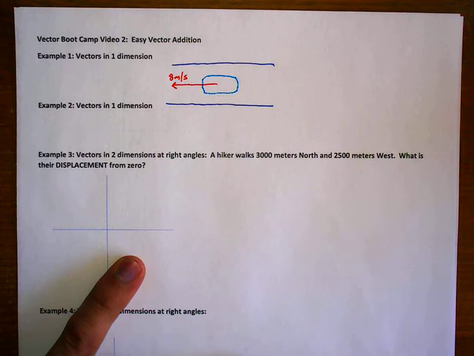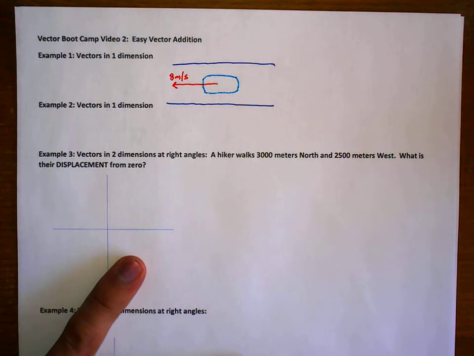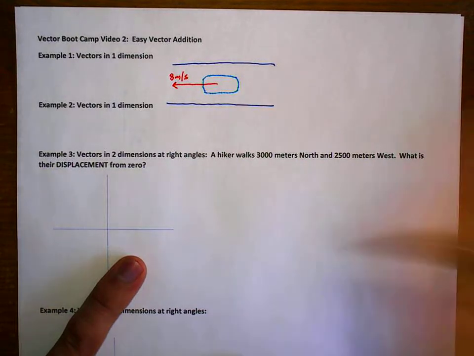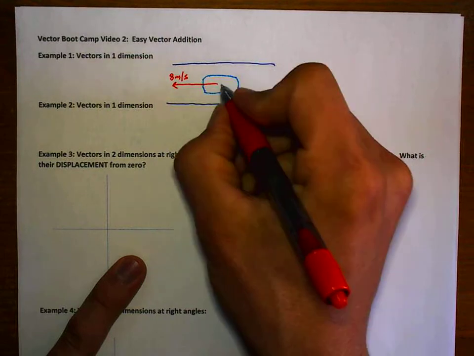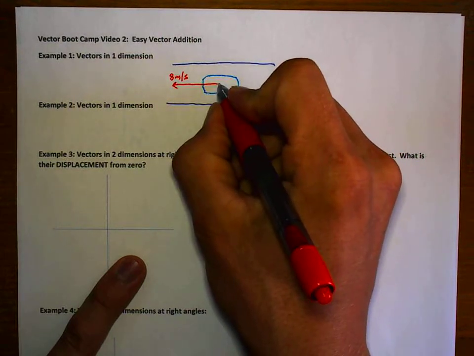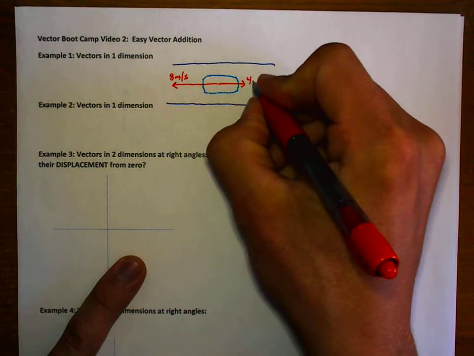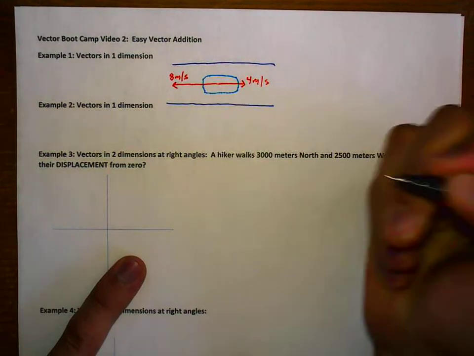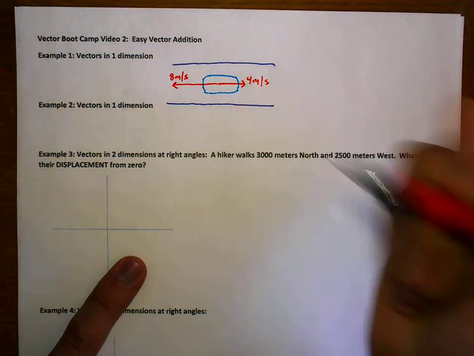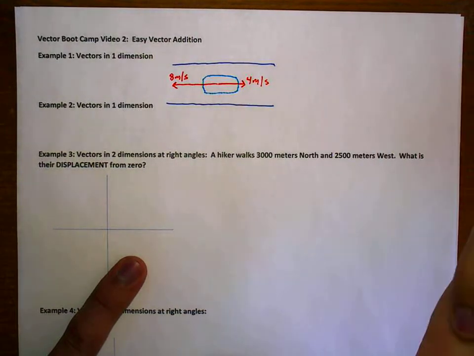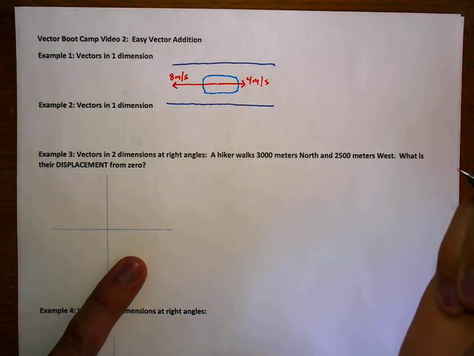Alright? But let's say the person is rowing upstream to slow the raft down. That's actually what we do when we fly fish. We try and slow the raft down so we can cast into the different pockets and stuff like that. So the person's rowing upstream at only 4 meters per second. So the result is they're still going to be going downstream. They're not totally overpowering the river or anything.